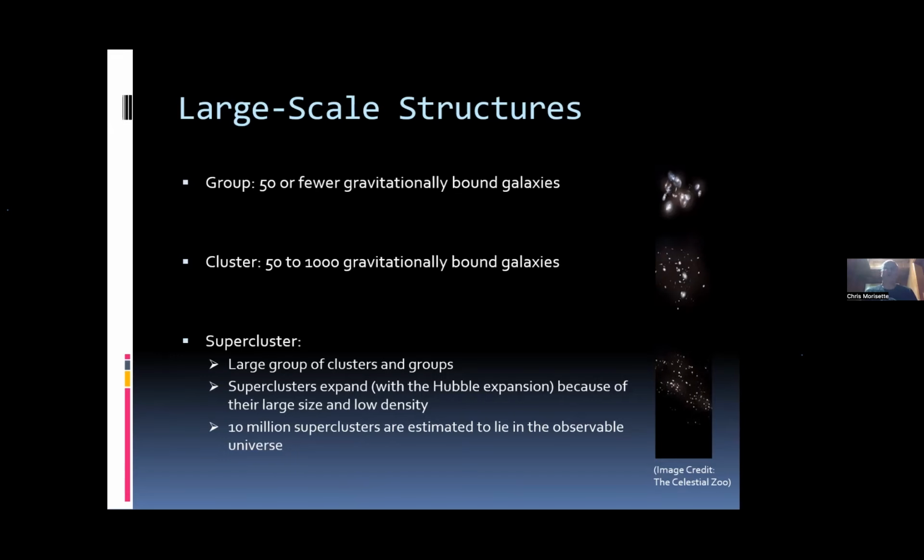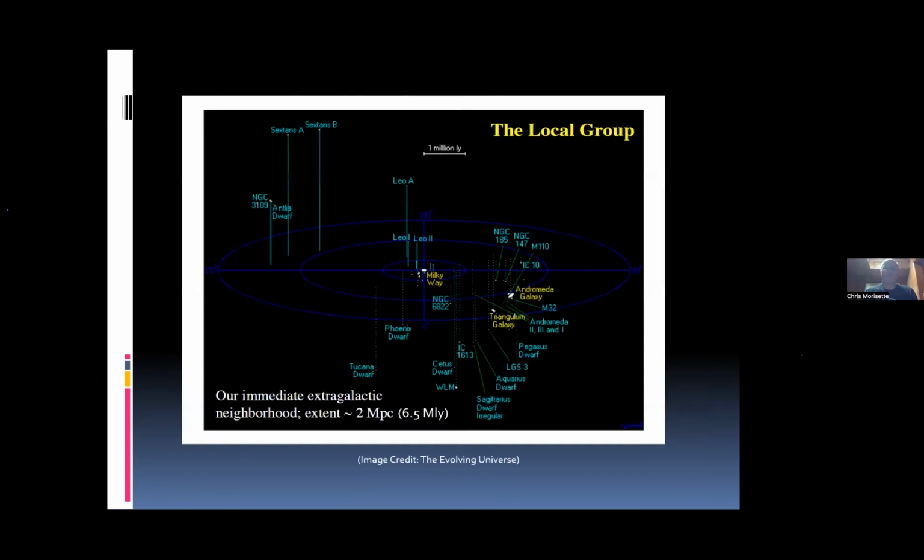Clusters, on the other hand, are much larger. They are 50 to 1,000 gravitationally bound galaxies together. And then a supercluster is a large group of clusters and groups. Superclusters aren't gravitationally bound, but rather they expand because of their large size and low density. And there are about 10 million superclusters estimated to lie in the observable universe. So a lot to wrap your head around here. Maybe a picture will help get you oriented on this.